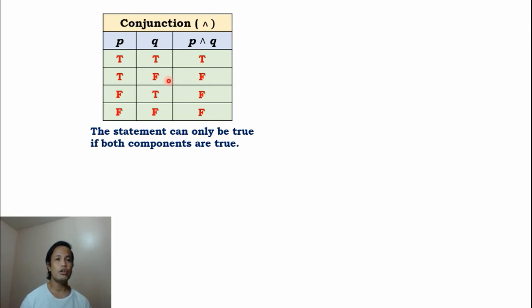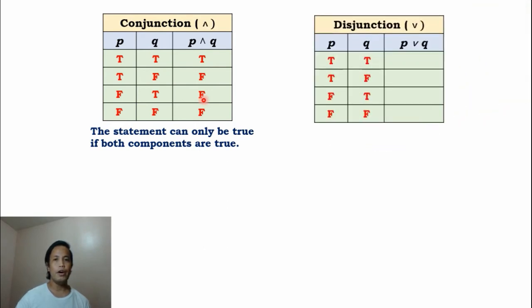So in conjunction, there's only one possibility that your compound statement could be true: if both P and Q are true. Now let's proceed to the truth table for the disjunction. The same, we use this symbol for "or", and we also have the same variables. We have two variables P and Q. Of course, since we have two variables, we also have these four different possibilities for a compound statement.